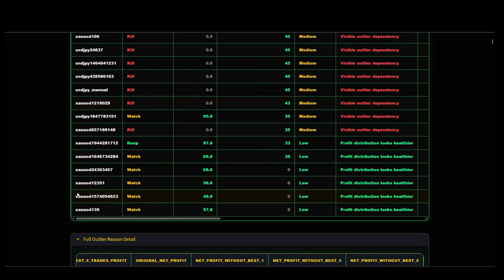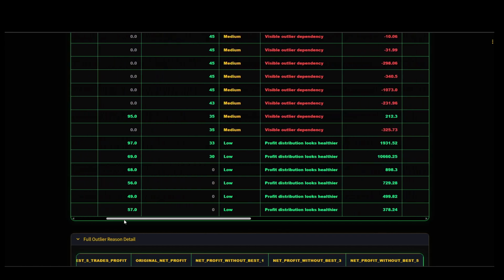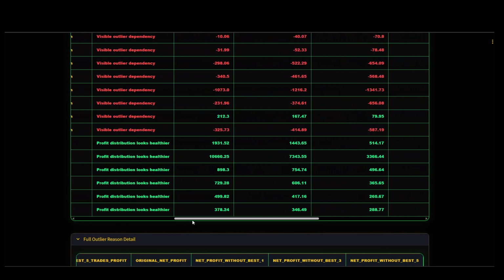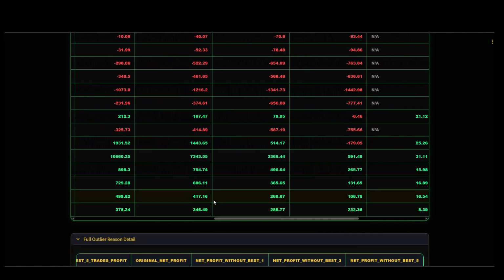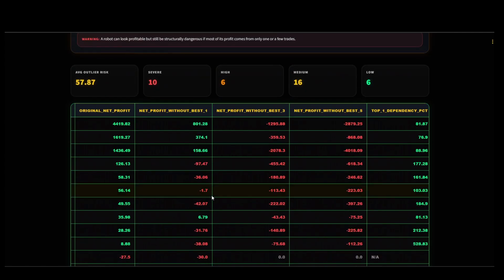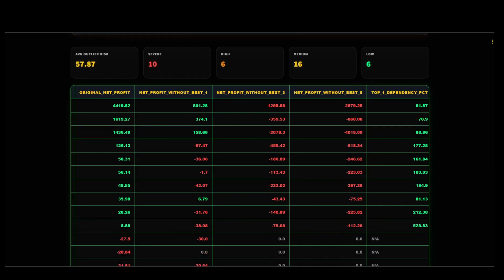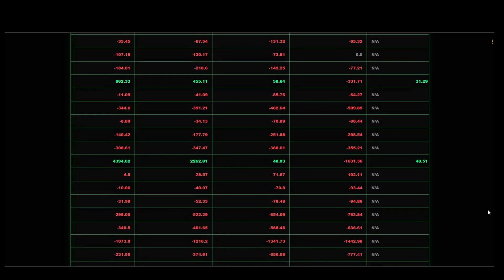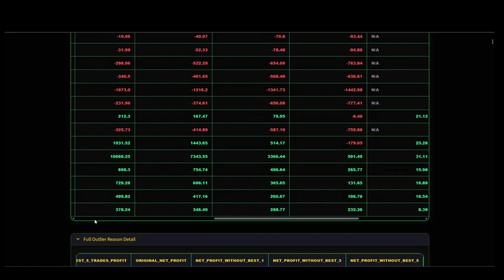Then when we scroll further into the same table, the tool starts showing the actual structural breakdown behind those verdicts. Now we can see the original net profit, the net profit without the best trade, the net profit without the best 3 trades, and the net profit without the best 5 trades. And this is where some robots completely collapse structurally. Some robots still survive after removing strong winners. But other robots go from profitable to deeply negative very quickly once those top trades disappear.